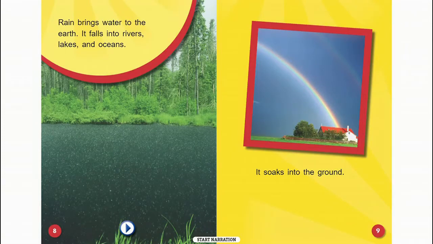Rain brings water from the sky back down to the earth. That water falls into rivers, lakes, and oceans. And then it gets soaked up by the ground. Soaked up into the dirt, into the ground. It falls down from the sky back to the earth, into the rivers, the lakes, and the oceans, and it soaks into the ground. Look at the rainbow!